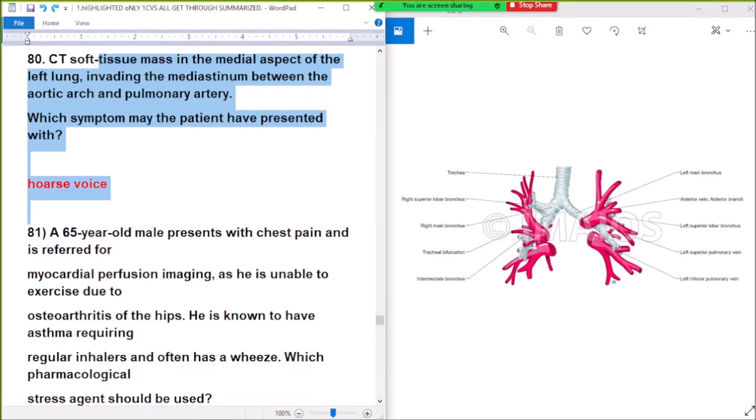The soft tissue mass in the medial aspect of the left lung invading the mediastinum between the aortic arch and pulmonary artery: which symptom may the patient have presented with? Hoarse voice.